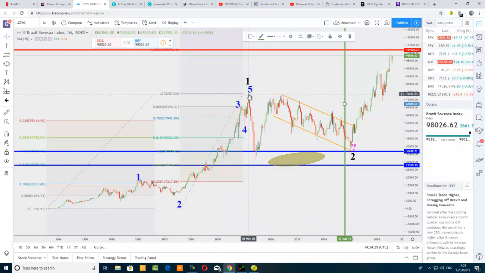And that 138.2% Fibonacci extension level of that motive wave is at 101,902. All right, 101,902. That's the red line there. If you are trading this stock index, you need to have it on your chart.